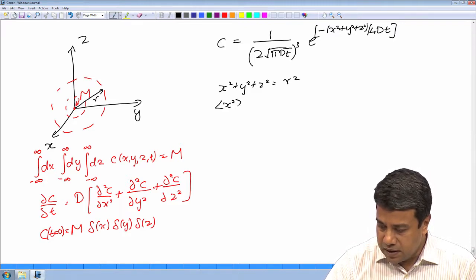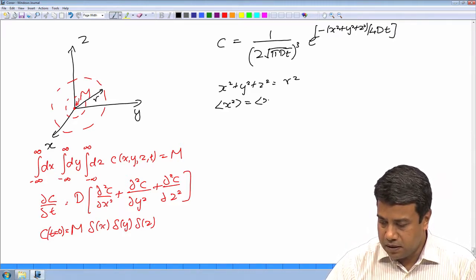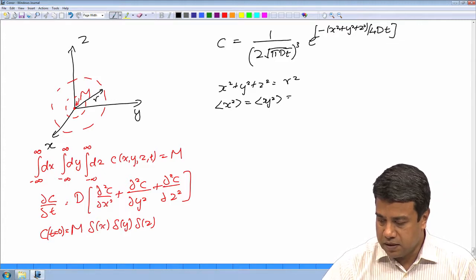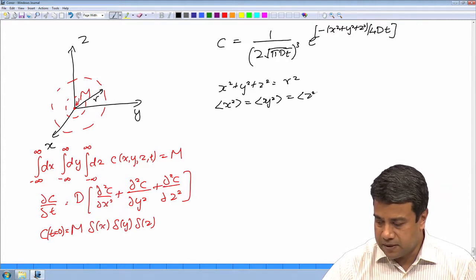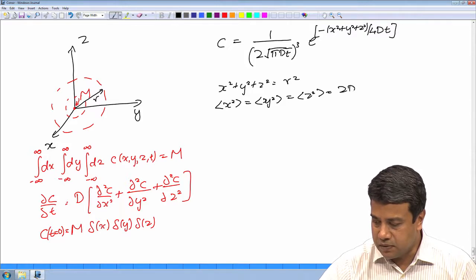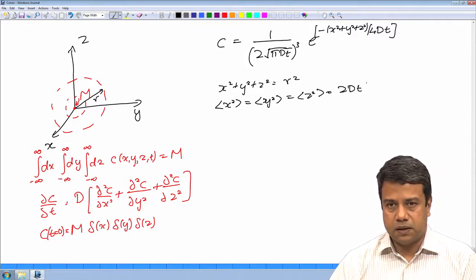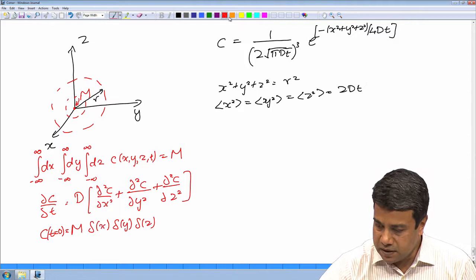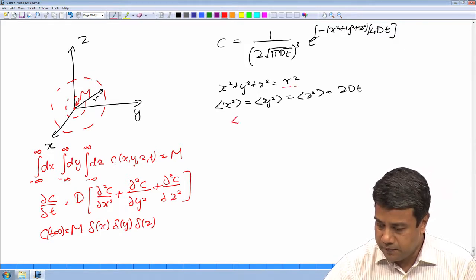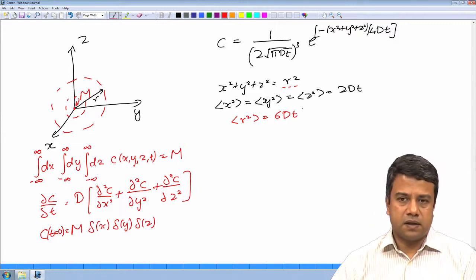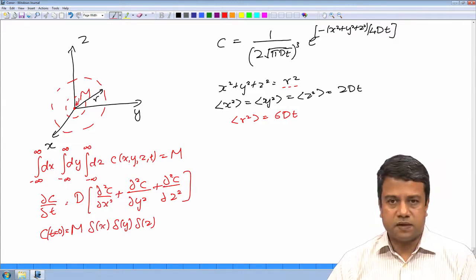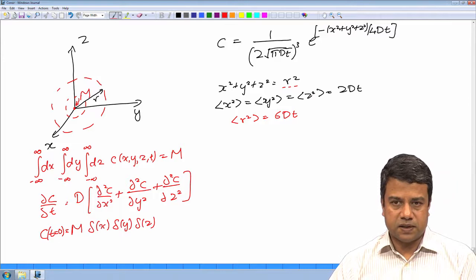The variance in the x direction is equal to the variance in the y direction is equal to the variance in the z direction. Each of these is equal to 2 dt. Therefore the variance in the radial spread will be equal to 6 dt in this case. So that is for a symmetric plume, which is spreading.